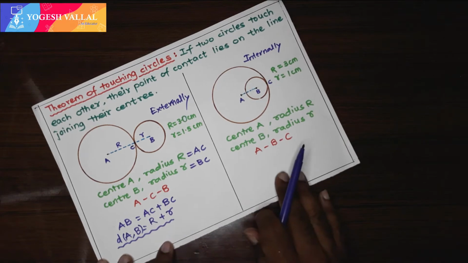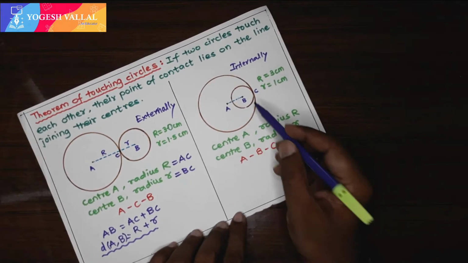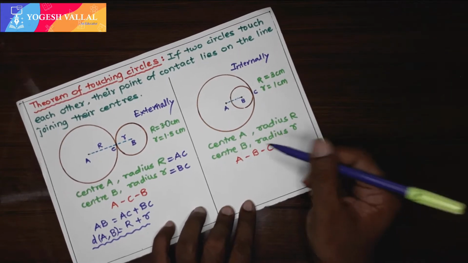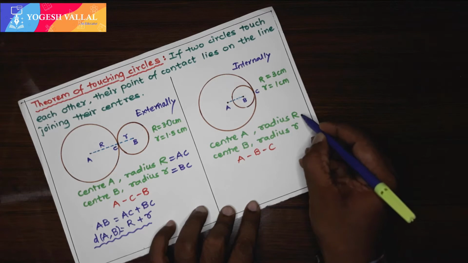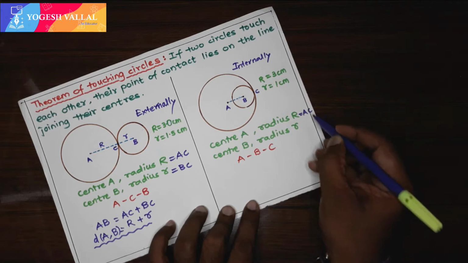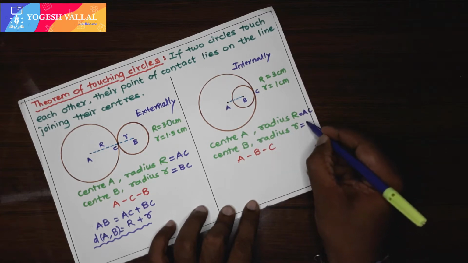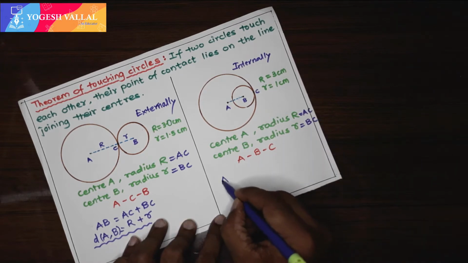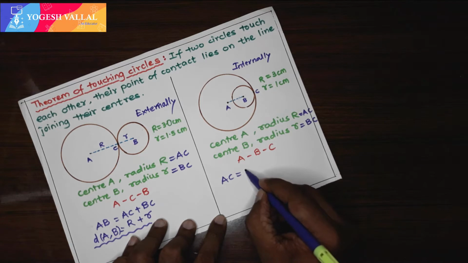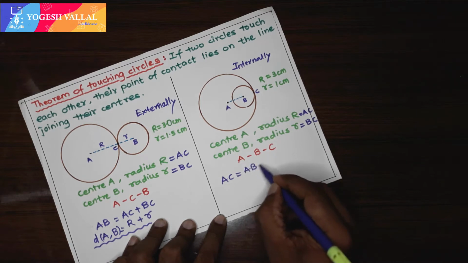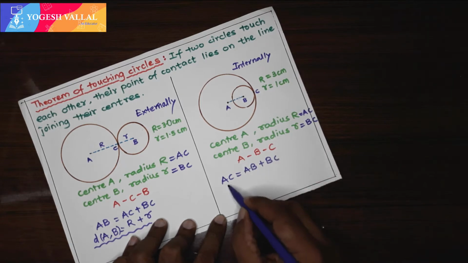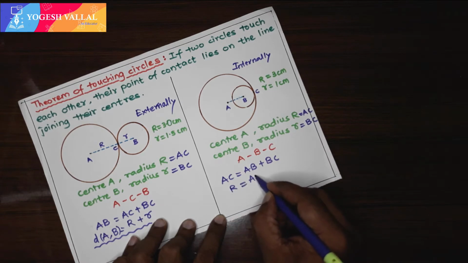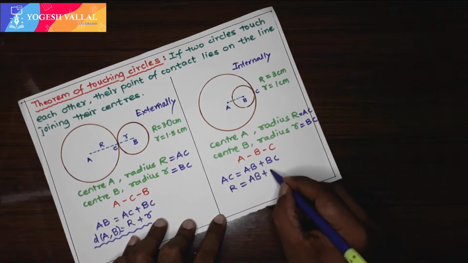of the radii. Now see, if the circles are touching internally, in such a case we can see that the radius is still AC for the bigger circle, and for the smaller circle it is BC. Now from the betweenness we can write AC is equal to AB plus BC, but AC is capital R, AB is as it is, and BC is small r.